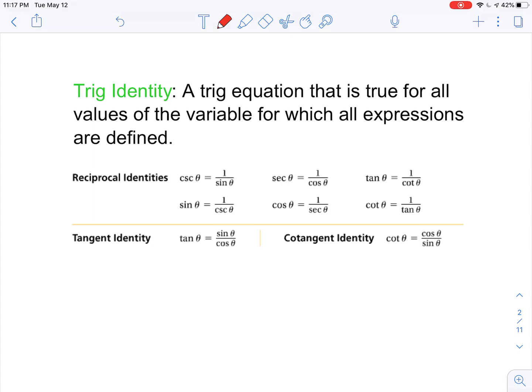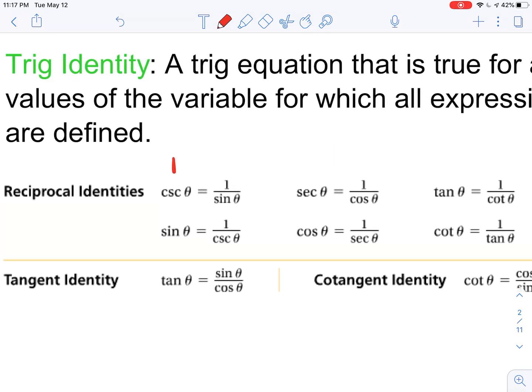It's a trig equation that is true for all values of the variable for which all expressions are defined. So when we're talking about theta, there may be some values that don't work. Remember, we talked about asymptotes in the last chapter. The thetas that work for these identities have to work for every trig function within the equation. That's the only issue. Other than that, everything we do can be done with algebraic work.